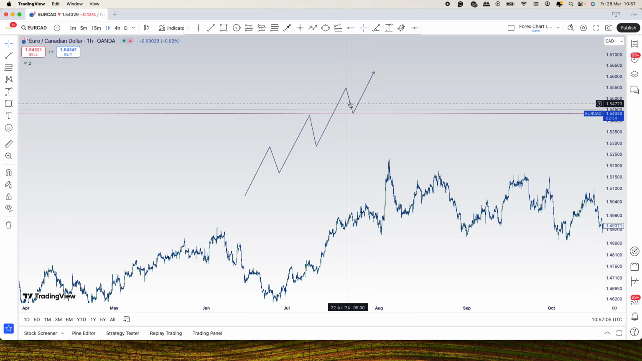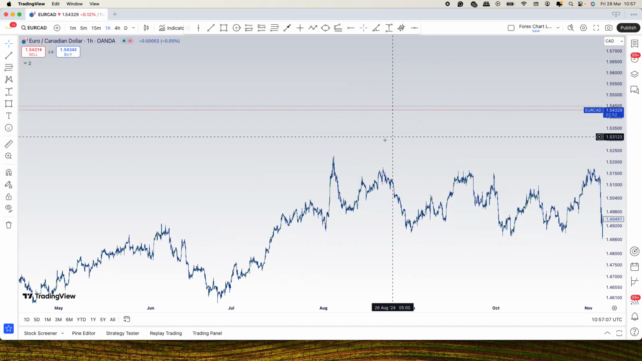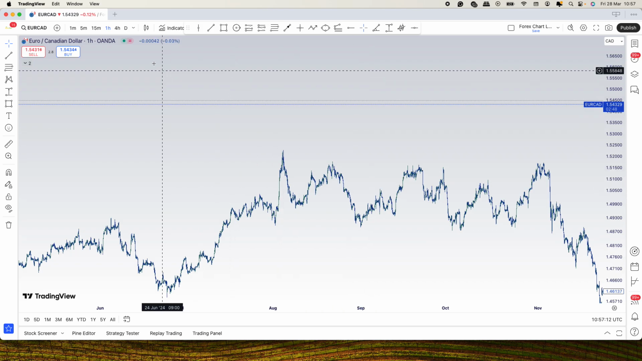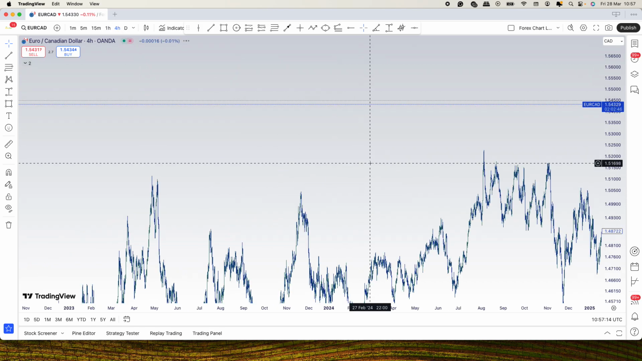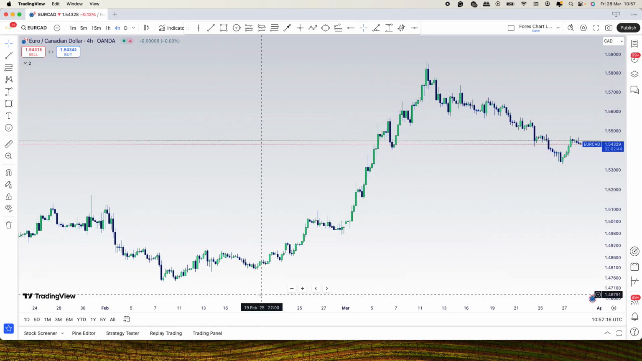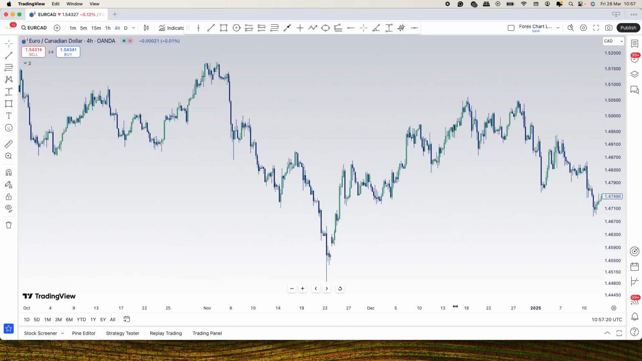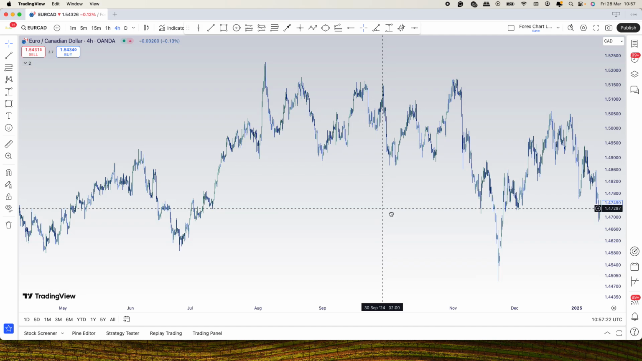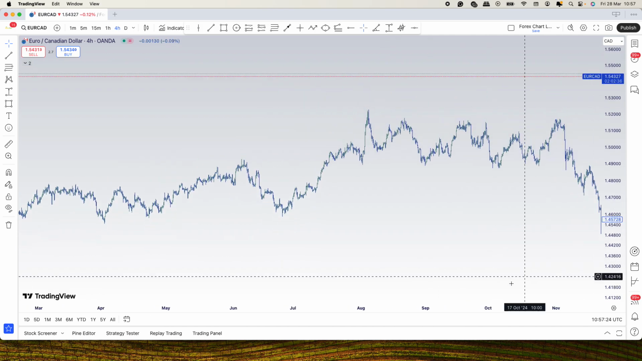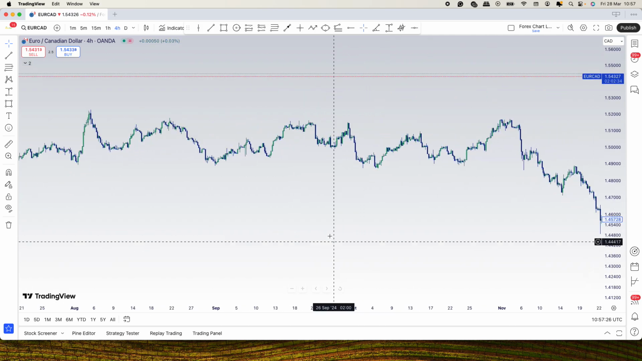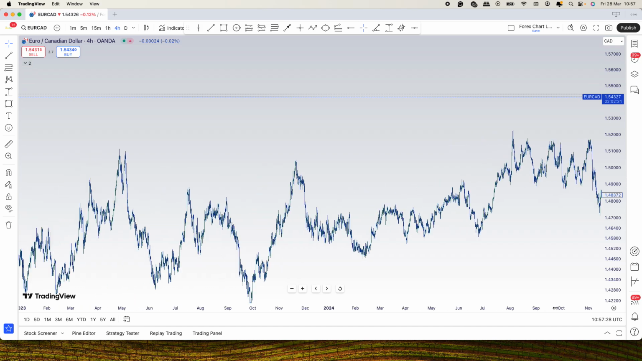There was a brief period on Euro Canadian dollar where it was trading in a really lovely range, so we're going to use that as an example. What you also want to take into account is when we are drawing levels on charts, we are always starting from the 4 hour and working our way down, so we're doing some top down analysis.